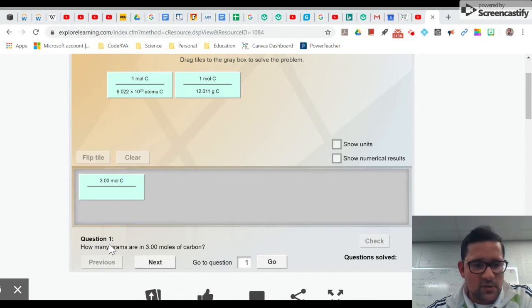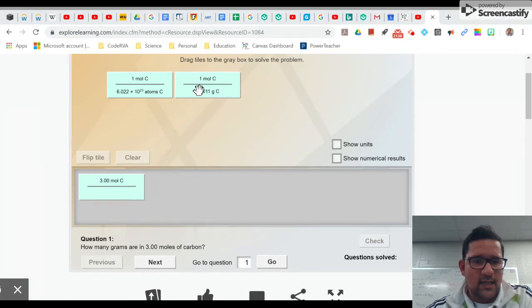So question number 1 says, how many grams are in 3 moles of carbon? So basically you have 3 moles of carbon and you're going to grams. They're asking you to go from moles to grams. So I have 3 moles of carbon right here, and I have to decide which of these tiles to use.